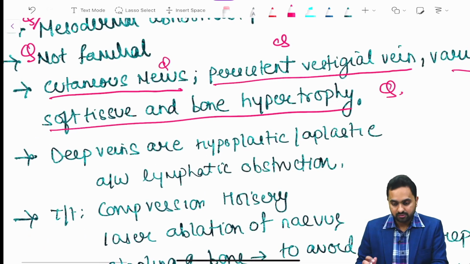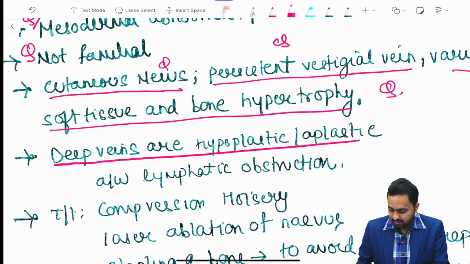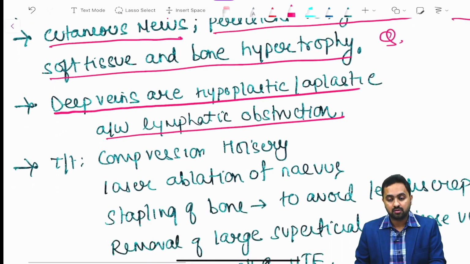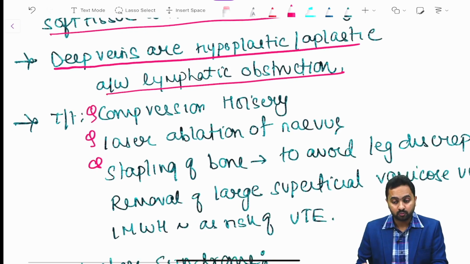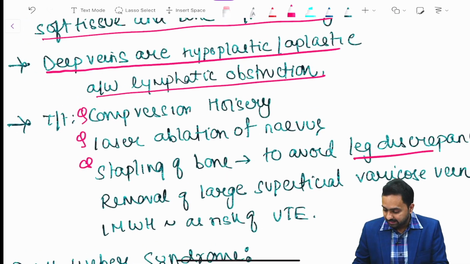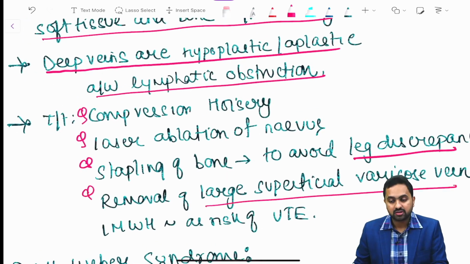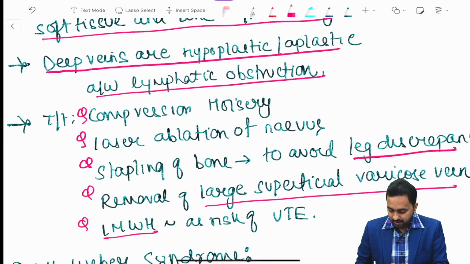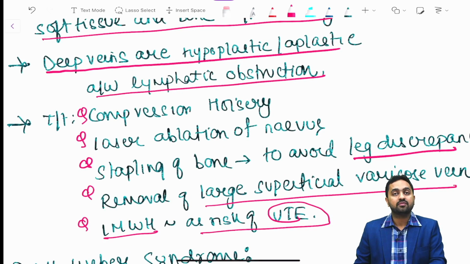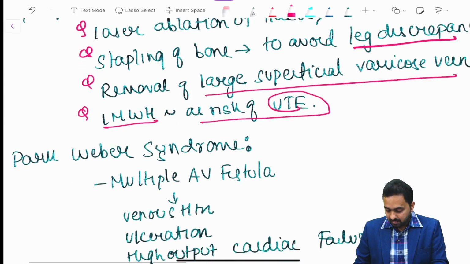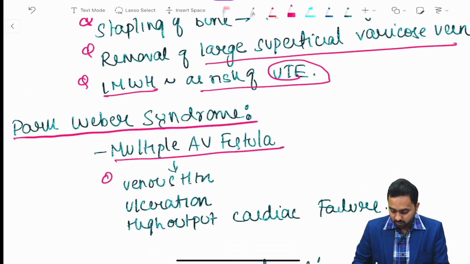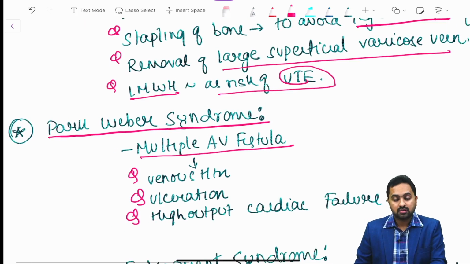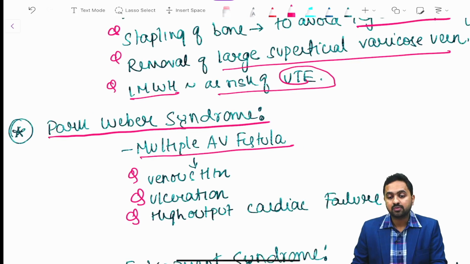Now, in Klippel-Trenaunay syndrome, you have deep veins which are hyperplastic, aplastic and associated with lymphatic obstruction. So, the treatment would include compression hosiery, laser ablation of nevus, stapling of bone to avoid any leg discrepancy. Then removal of large superficial varicose veins and low molecular weight heparin, as they are at risk of venous thromboembolism. Now, regarding Parkes Weber syndrome, this consists of multiple AV fistulas which cause venous hypertension, ulceration and high output cardiac failure. So, this is a very important differential diagnosis of Klippel-Trenaunay syndrome.